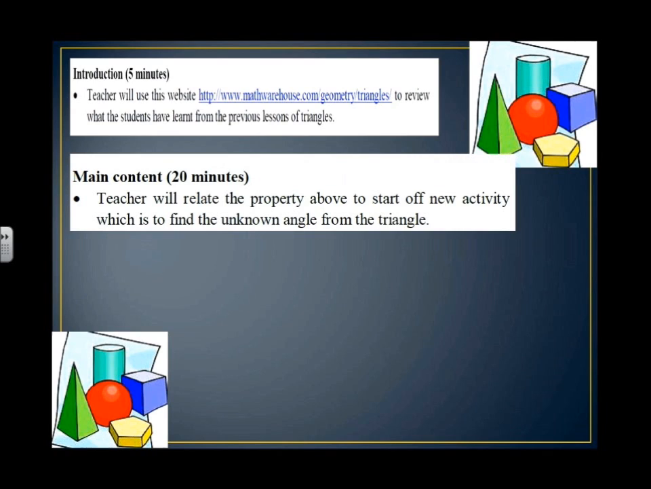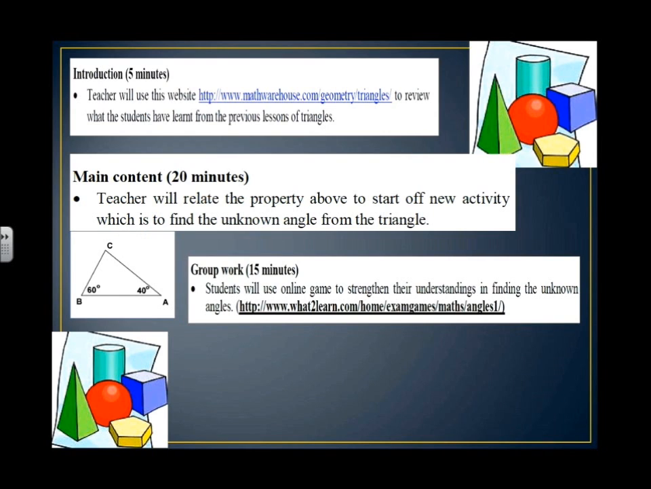In the main content, the teacher will relate the property above to set up a new activity, which is to find the unknown angle from the triangle. In the group work, students will use an online game to strengthen their understanding in finding the unknown angles using the following website.